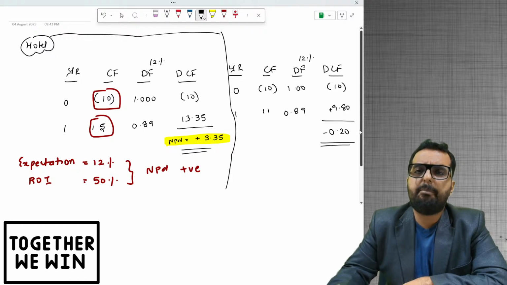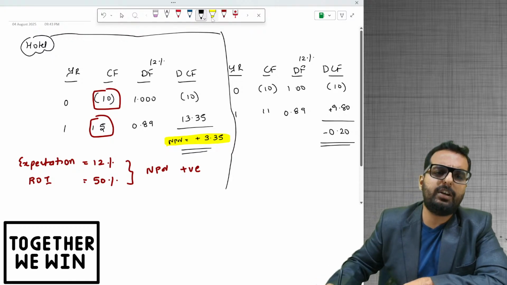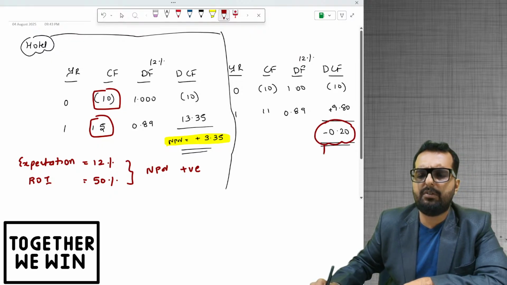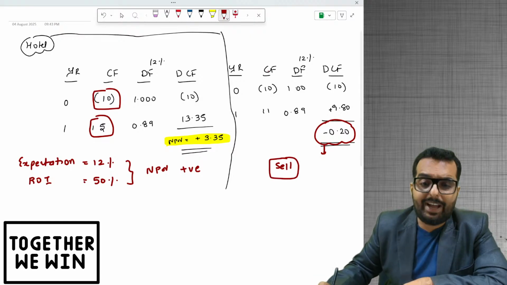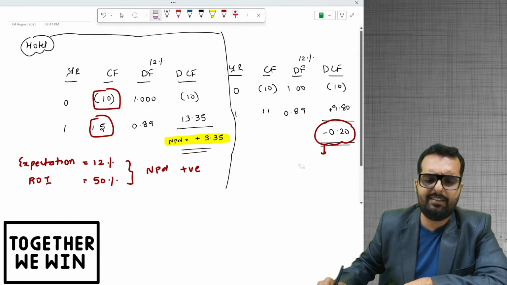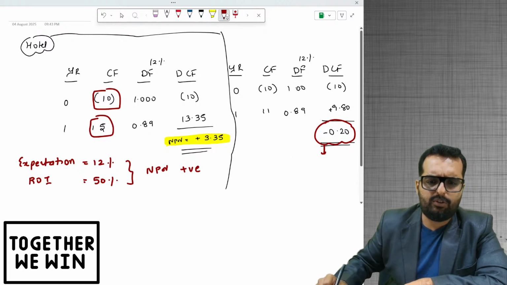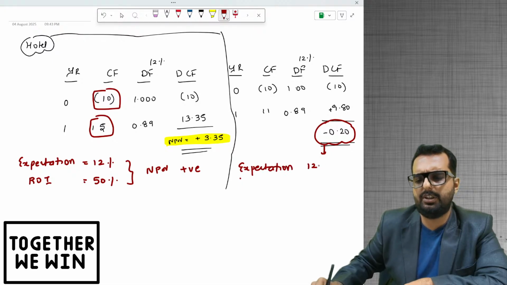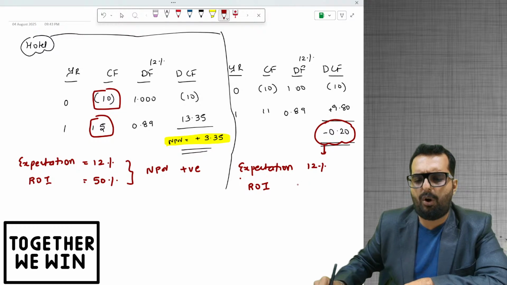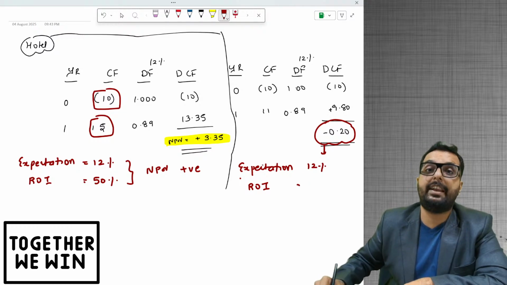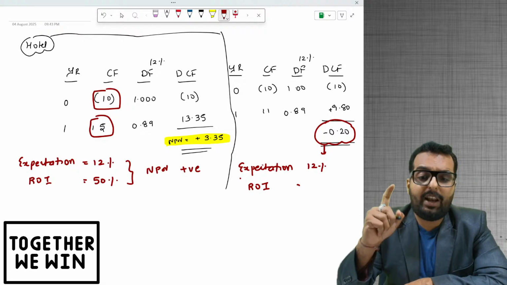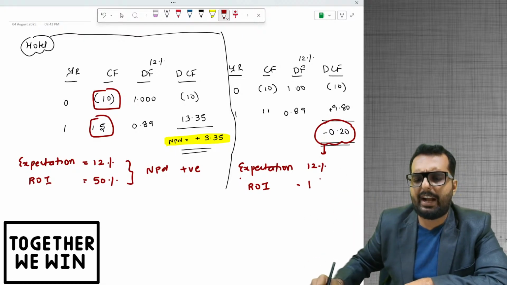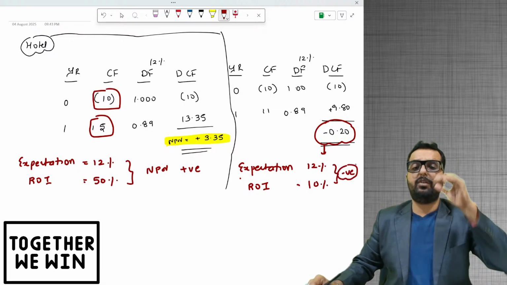Everybody clear with this part? Minus 0.20. NPV is positive or negative? NPV is negative. So are you supposed to buy or sell? You are supposed to sell this business. So why is NPV negative, friends? If you understand this, I'll tell you why. It is because your discount factor or your expectation was actually how much percentage? 12 percentage. But here you invested 10, you got 11. You only got how much money over there? You got 1 lakh on an investment of 10 lakh. So your actual returns over here was hardly 10 percentage. That is why your NPV was negative.